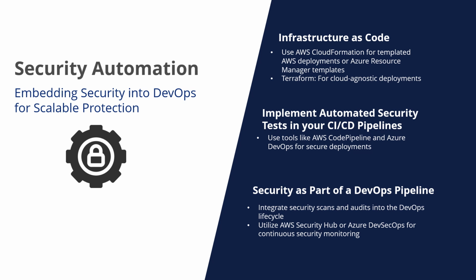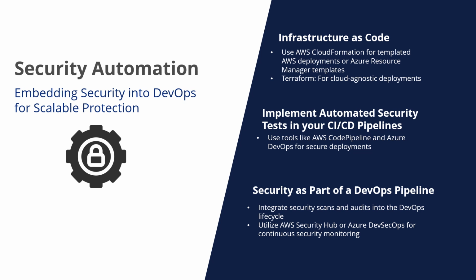Embedding security into DevOps processes, commonly known as DevSecOps, is particularly crucial in public cloud environments. Here's how an organization can achieve scalable protection. Using infrastructure as code templates to define cloud resource configurations ensures that they are consistently secure by design. Tools like CloudFormation, ARM templates, and Terraform help to achieve this end.